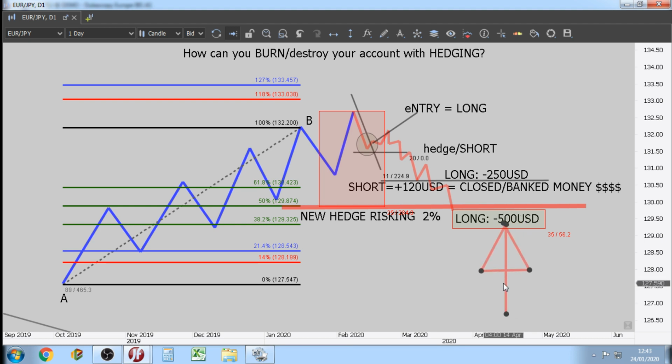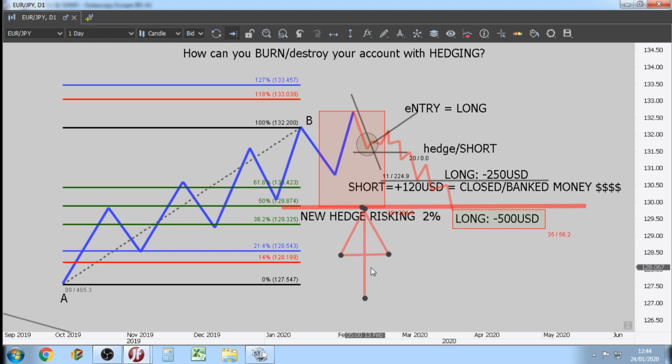Just doubled down here. So I'm not risking 1% anymore, now I have a 2% risk. Right? And you can say, well, but you also banked $120, right? And yes, this is true. So your loss is not 500, but it's 500 minus 120, right? And the answer is yes.